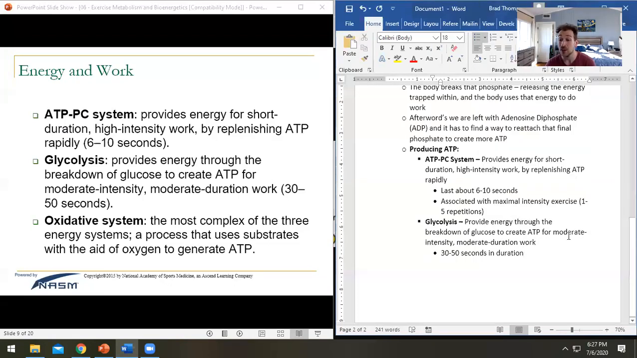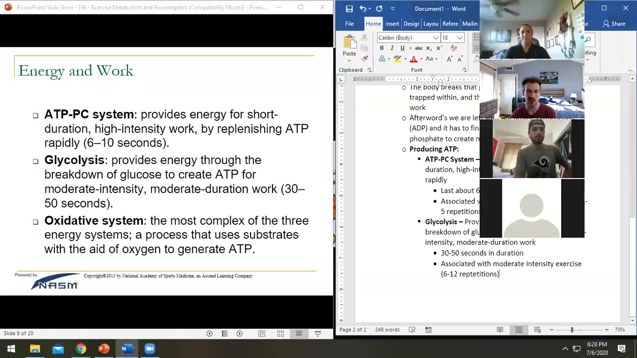So 30 to 50 seconds in duration. And again, it's associated with moderate intensity exercise, right? So that's going to be anything from 6 to 12 repetitions. Now, typically, obviously, this is where sometimes things get a little misconstrued, especially when somebody lifts at the quote unquote wrong tempo. I say wrong only because it's wrong for working for this example.